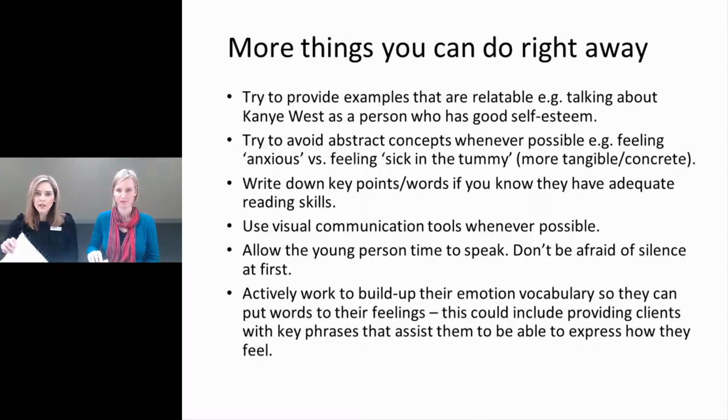Some more things that you can do right away would be to provide examples that are relatable to the young person. For example, if you're talking to them about good self-esteem, you might give the example that Kanye West is a person who has very good self-esteem. Try to avoid abstract concepts whenever possible. For example, instead of saying, "Are you feeling anxious?" maybe you might say, "Do you sometimes feel sick in the tummy?" which is more concrete and more tangible for the young person.